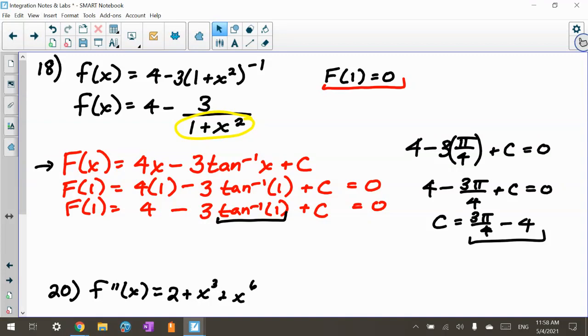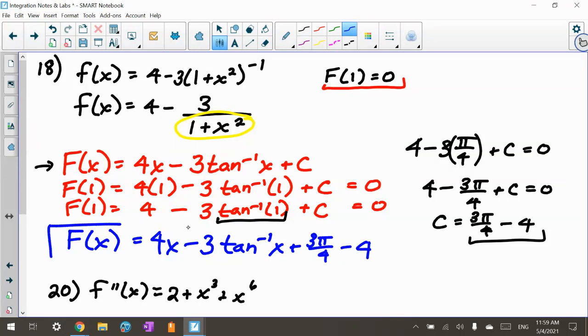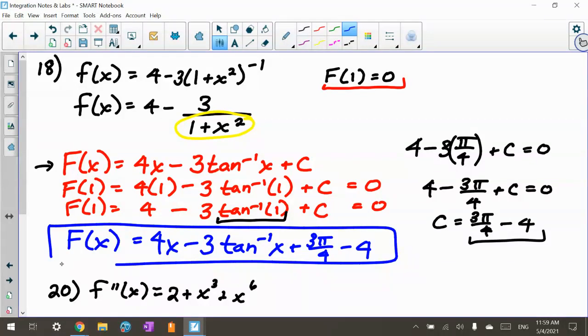Okay, so now that I have the room, F of x actually comes out, my original function comes out to be 4x minus 3 inverse tan of x plus 3 pi over 4 minus 4. That is my original function. So that's kind of interesting. All right, let's look at 20 here.